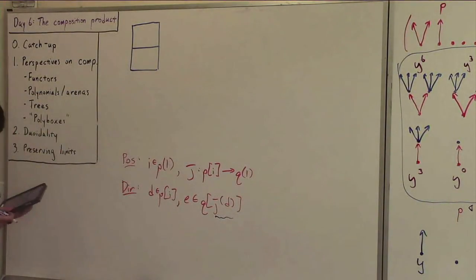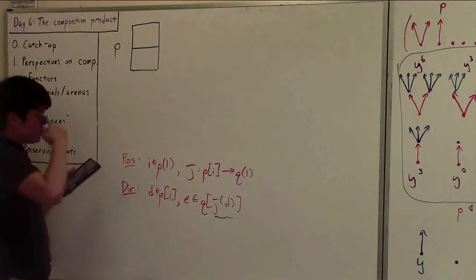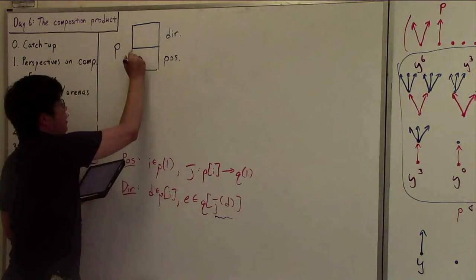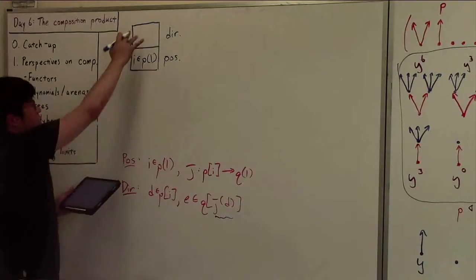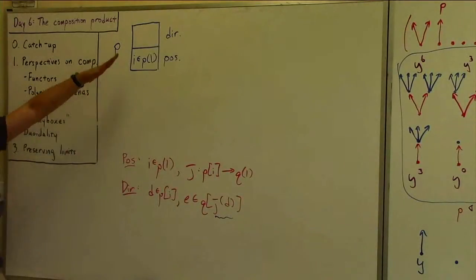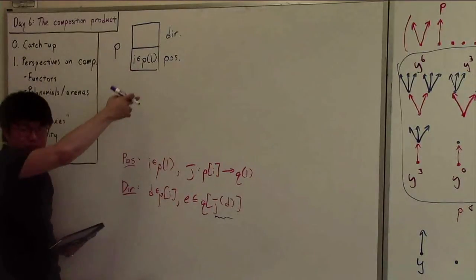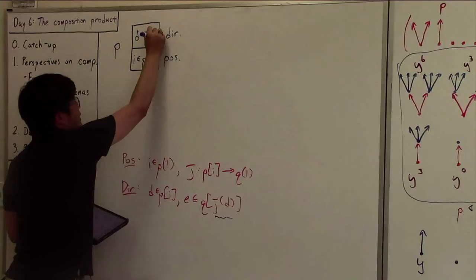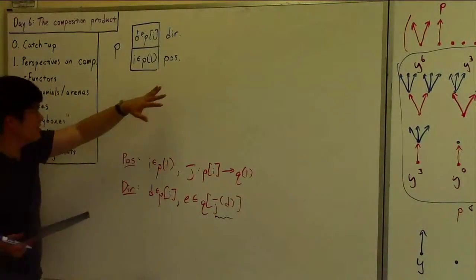So given a polynomial P, we're going to write a position down here and a direction up here. So an element I of P of 1, and then whatever direction. One rule for when we're writing these: whatever direction is here automatically has to actually be a direction at this position. So it's a D in P bracket I. And so this by itself isn't all that useful until we think of it as a morphism.